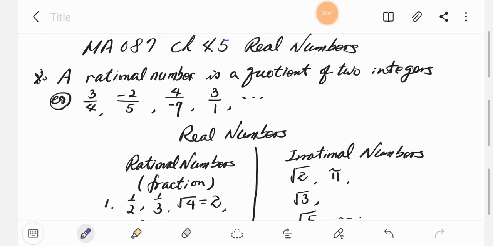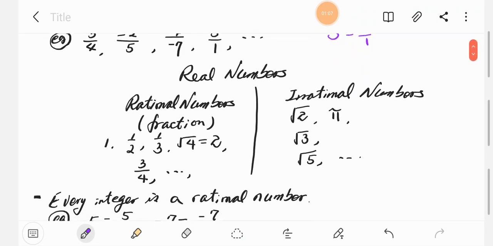So the quotient of 3 and 4 is a fraction, 3 over 4, right? Or -2 over 5, 4 over -7, or 3 over 1. With 3 over 1, the denominator is 1. So 3 is also a rational number because you can write 3 as 3 over 1. So 3, an integer, is also a rational number.